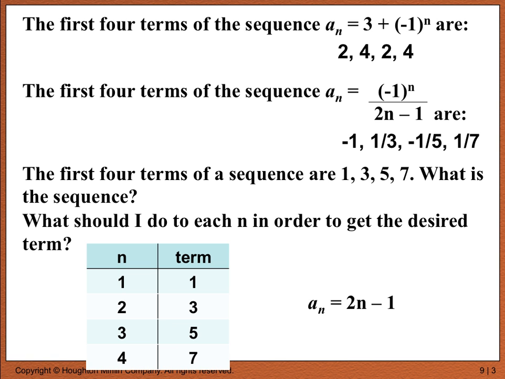Therefore, my sequence can be written as a sub n equals 2n minus 1. And for that particular sequence, the first 4 terms are 1, 3, 5, 7. So hopefully you see how we do these kinds of problems when we need to work backwards. Go step by step, set up your table. Don't get confused between the number of the term and the value of the term. And then you can find a pattern.